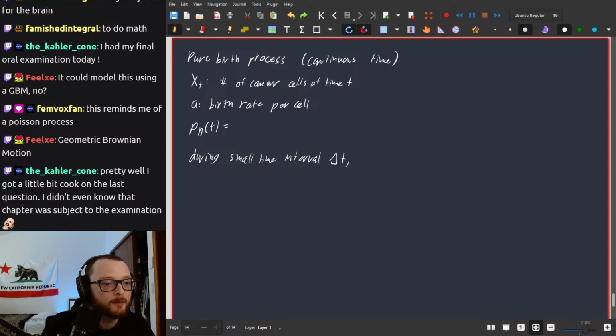This is small p, lowercase p, is equal to capital P, the probability that x sub t is equal to some integer n. I guess natural number.